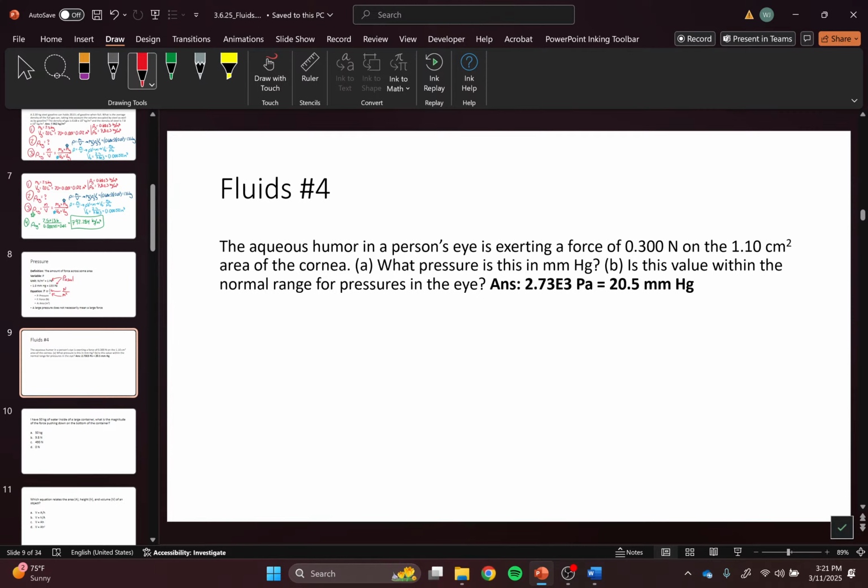Part B is not something I'm going to ask on a test. That's just fun facts. If you were doing this in the problem set, you would just Google what the normal pressures in an eye are. So think about it. See if y'all could solve it. See if you make the right decisions and all that good stuff.